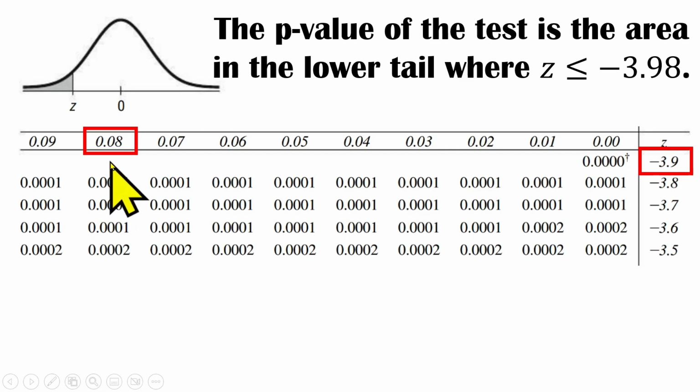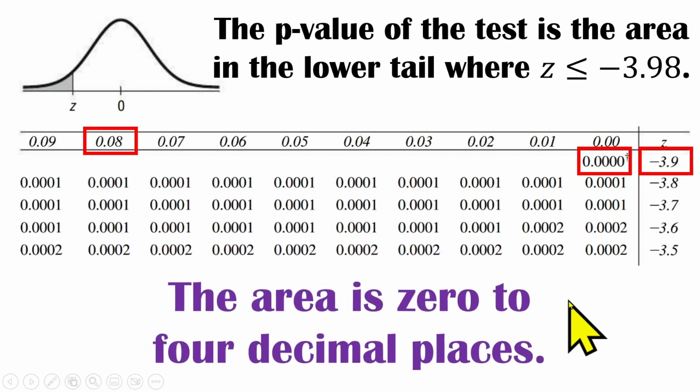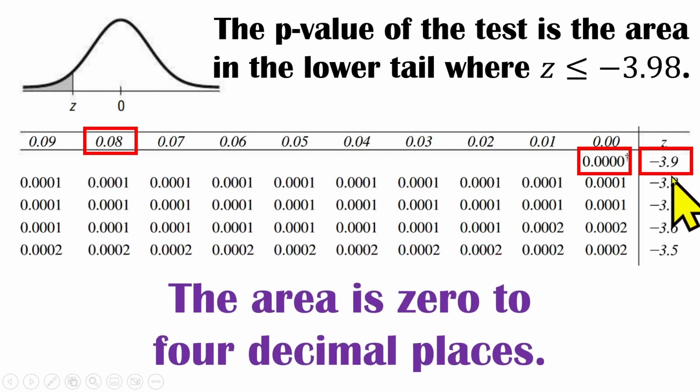There is no number. Now, why not? The reason there's no number here is because minus 3.98 is so far in the tail that the area in that lower tail is essentially zero. And so, in fact, what the table tells you is that if this z-score is minus 3.9, the area in that lower tail is 0 to 4 decimal places. And so here, we're not at minus 3.9, we're at minus 3.98. We're even further to the left. The area in the tail, which corresponds to the p-value of the test, is 0 to 4 decimal places.